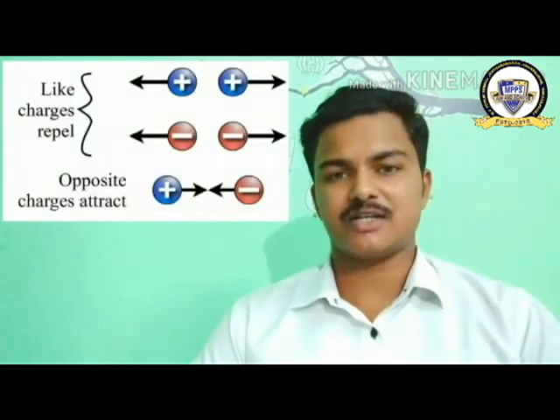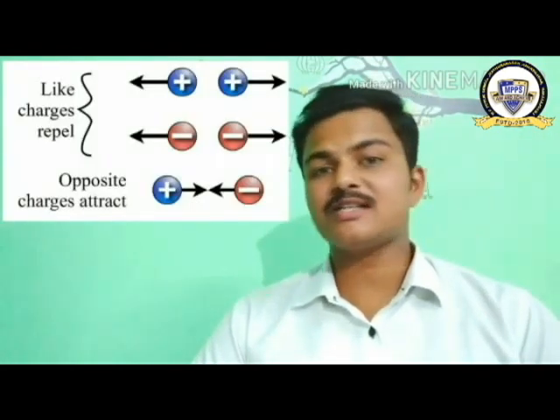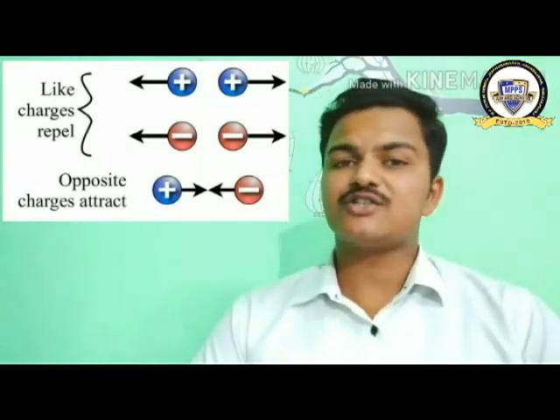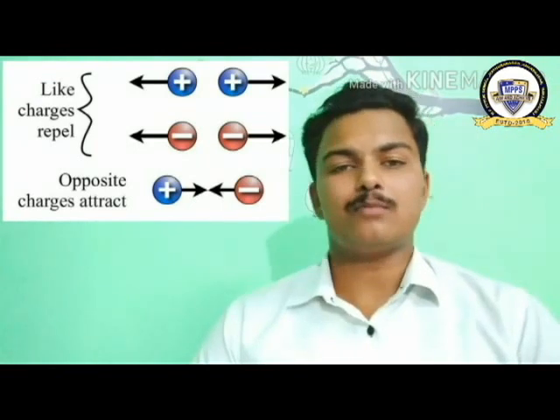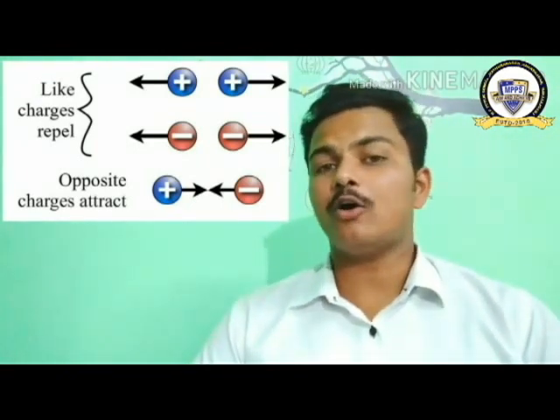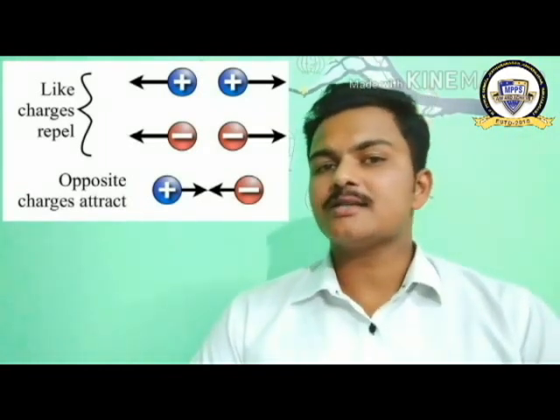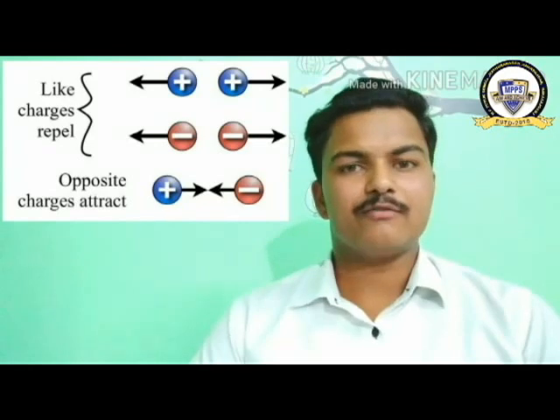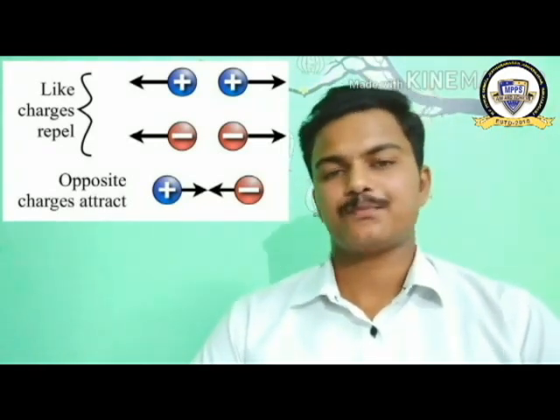Suppose we have two charges, the first one is positive and another one is positive, then these two charges will always repel each other. Similarly, if we have the first one positive and another one negative, then these two charges will always attract each other. So the conclusion is this: like charges will always repel each other, whereas unlike charges will always attract each other.